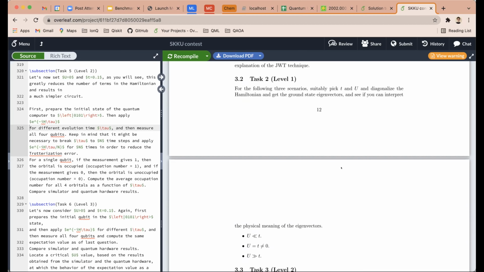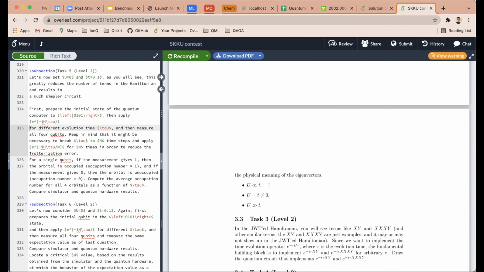And in particular, we're interested in these 3 different scenarios.